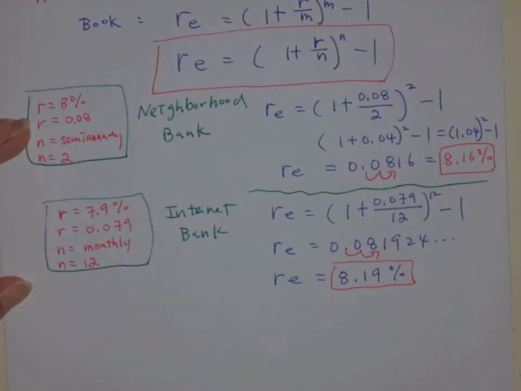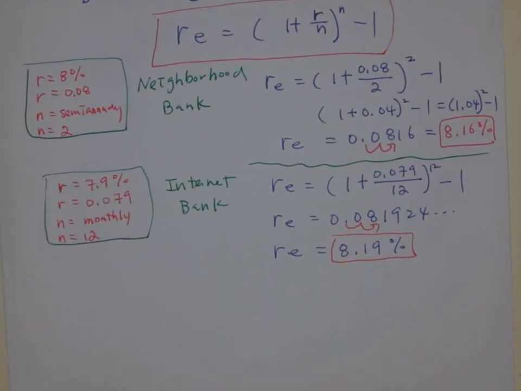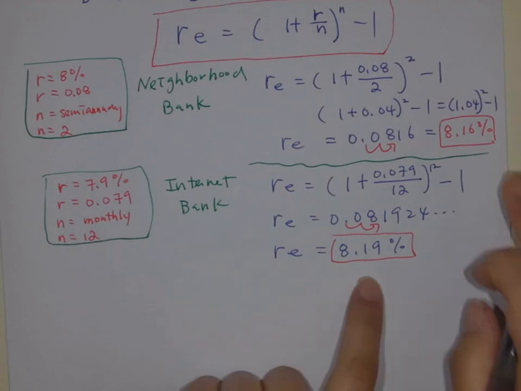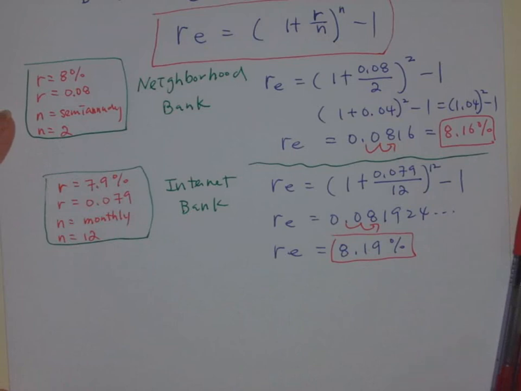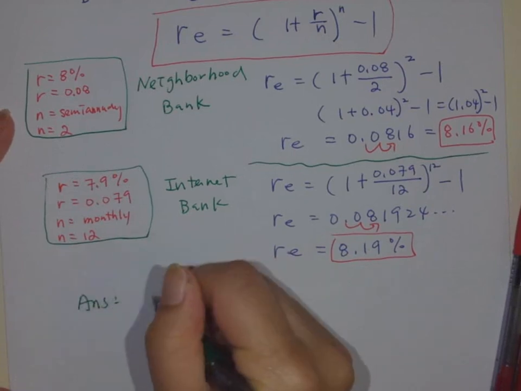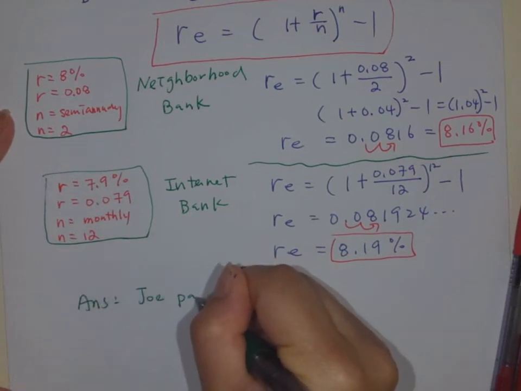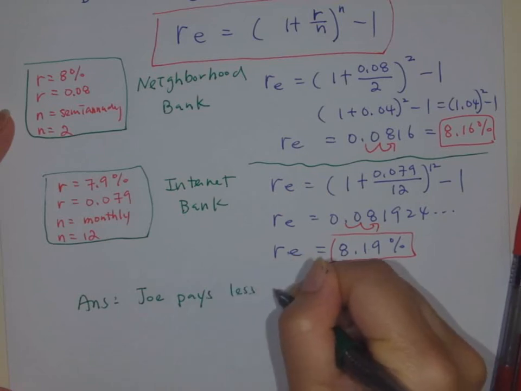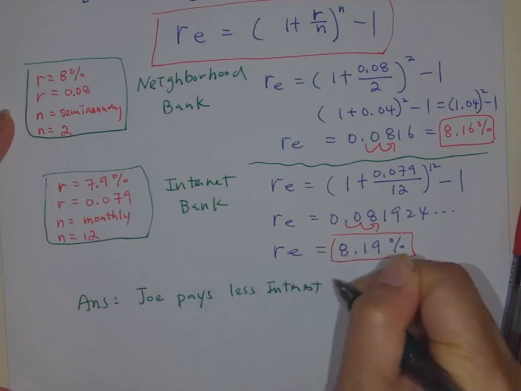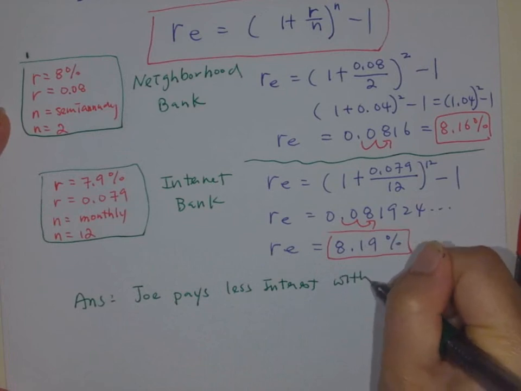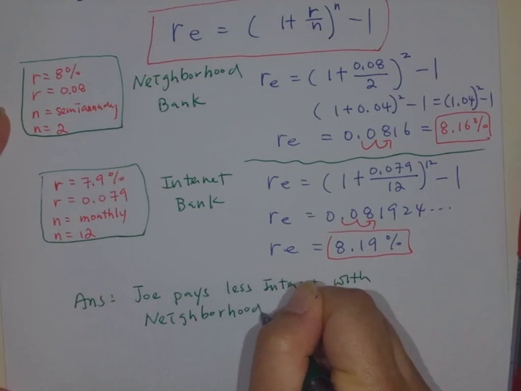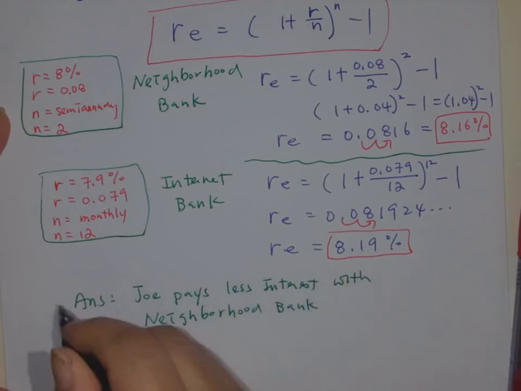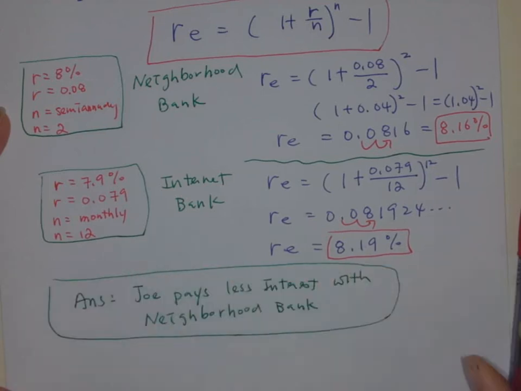So which one, if he borrows money, will he pay less interest? If you compare these two, it looks like the neighborhood bank gives him a better deal, right? So we're going to say Joe will pay less interest with the neighborhood bank. Are we okay with that? Alright, so let's stop here.